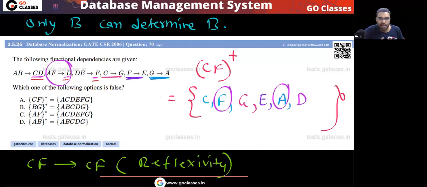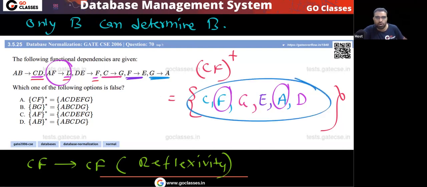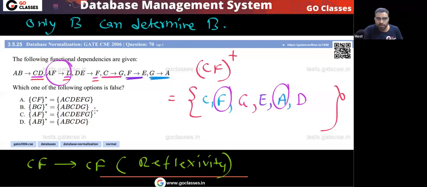What else is remaining? A, B, C, D, E, F, G. Everything you got. B you cannot get. See, only B can determine B. Everything else you got. So that's it. This is your answer. So tell me, this statement, the statement in option A.